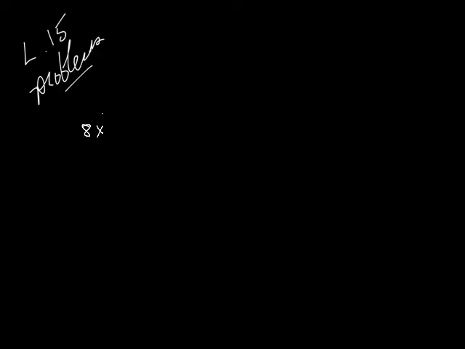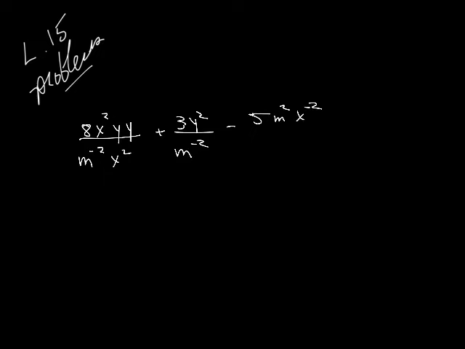We have 8x squared y over m to the negative 2, plus 3y squared over m to the negative 2, minus 5m squared x to the negative 2 over x to the negative 2, y to the negative 2. Okay, so the key thing here, when they're asking us to simplify by adding like terms, I notice that I can't combine any of these three because my denominators are all different.